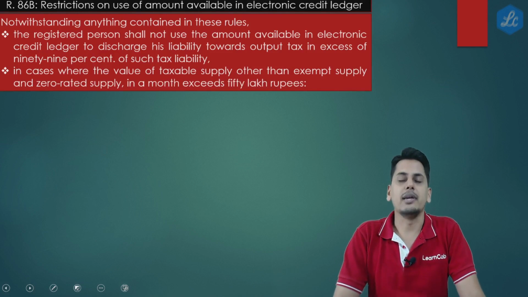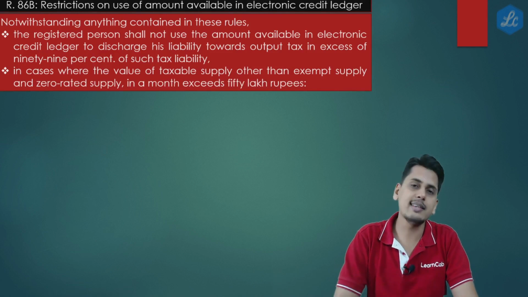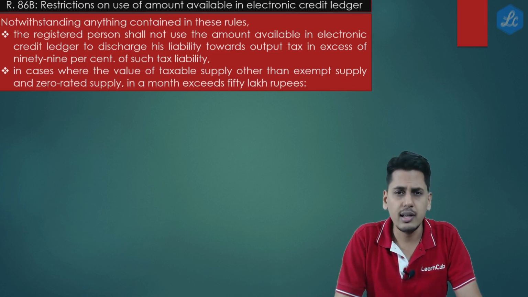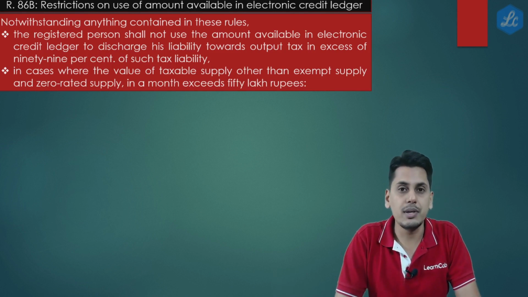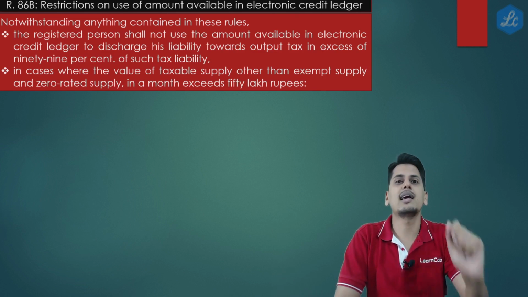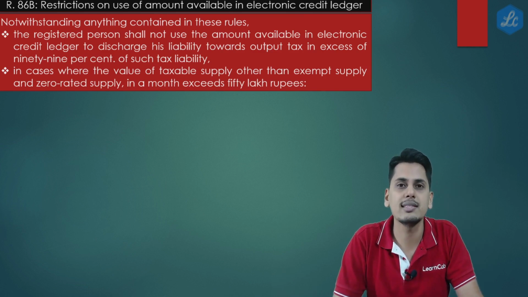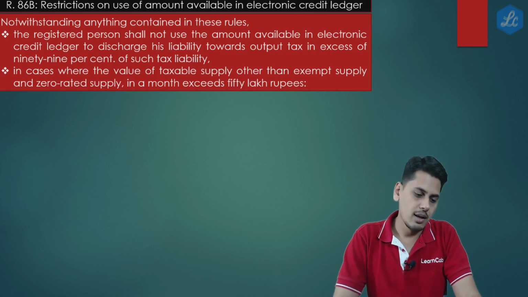Rule 86B. Friends, we know what Rule 86A is. Under 86A, the proper officer can block the utilization of credit in certain special circumstances. Now, friends, 86B restricts the utilization of credit. It places a restriction on the utilization of credit. In which manner? Let's have a look.